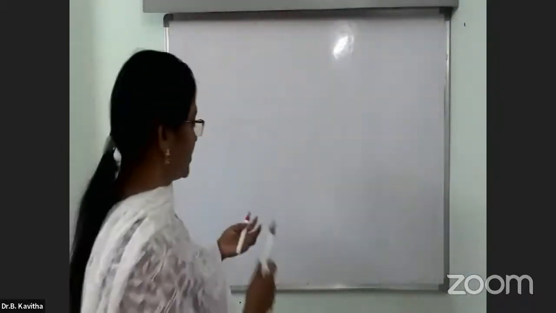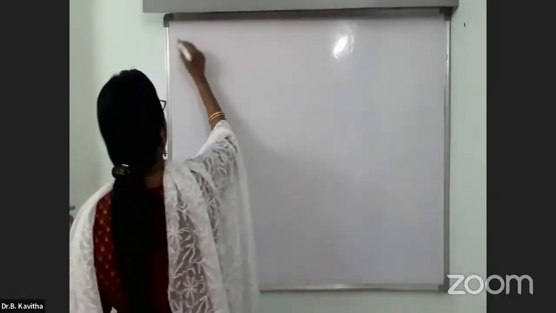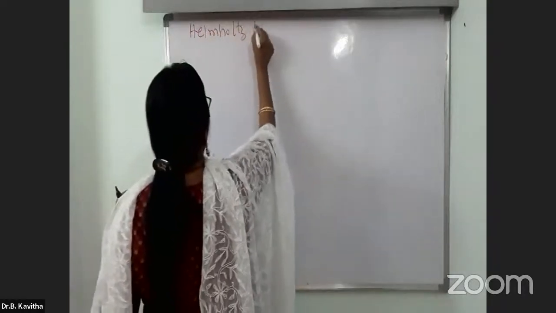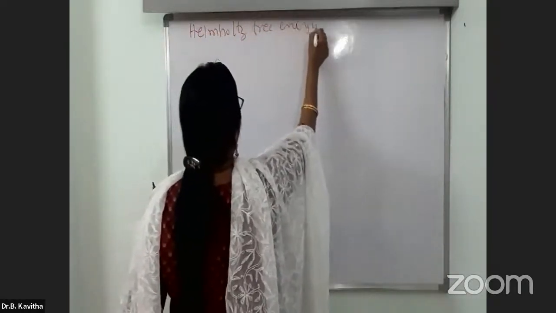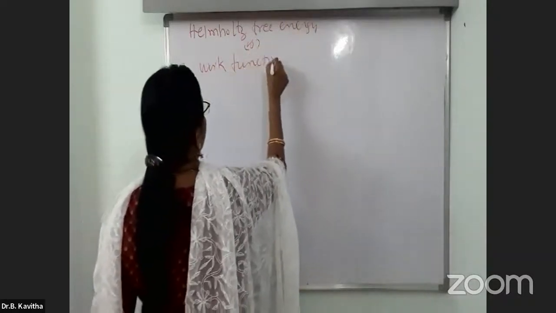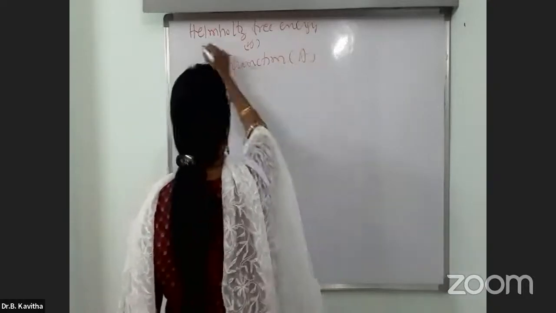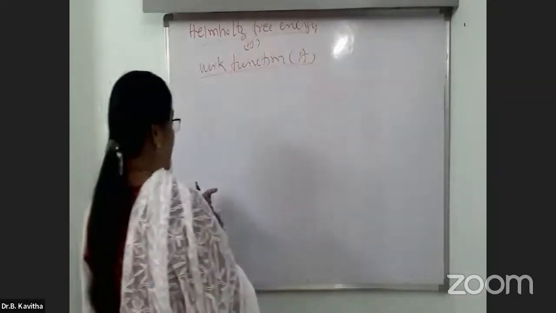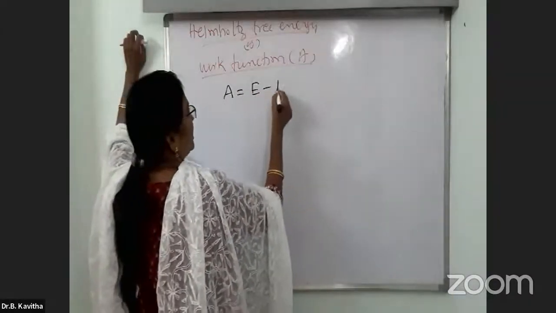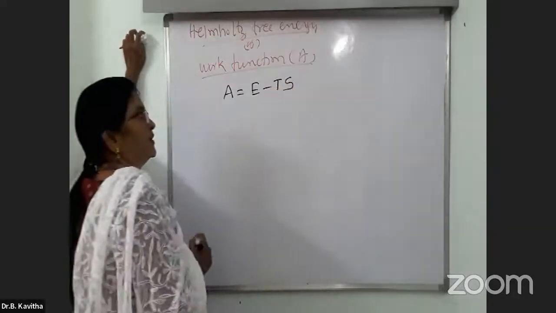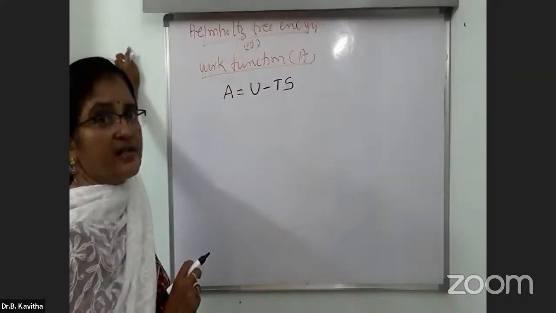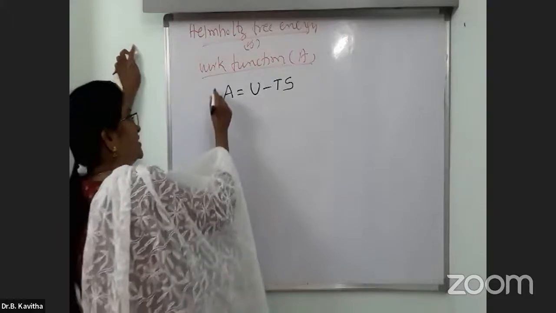The next one is about Gibbs free energy. First, Helmholtz free energy. దీన్ని మనం వర్క్ ఫంక్షన్ అని కూడా అంటాం. It is A. So there is no specific definition for this A. A is nothing but E minus T into S. E అంటున్నాం, మళ్ళీ again I am writing U minus TS. U అంటే internal energy, T temperature, S is entropy. So this is the equation.